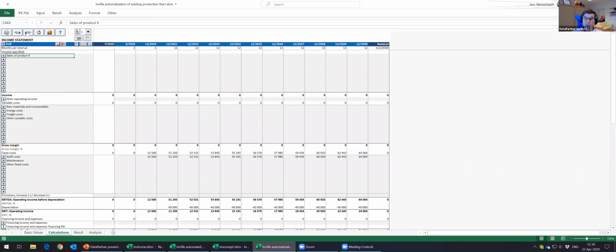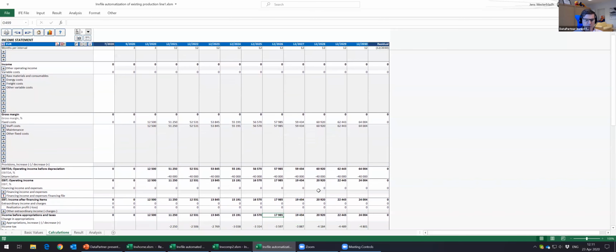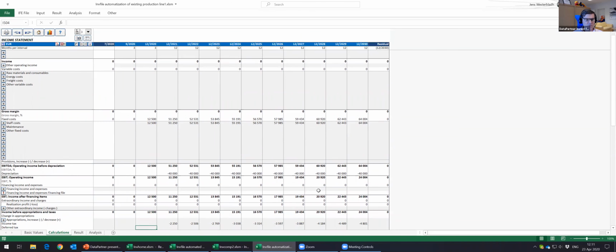There is no increased sales because of automation. The sale is the same, it's just a saving in production costs. Not in raw materials or energy, not in freight, but in staff. And here's the saving. A positive cost item is a cost saving. So this is how much we will save because of the automation. And even after depreciation, it shows a profitable income statement, so it looks good.